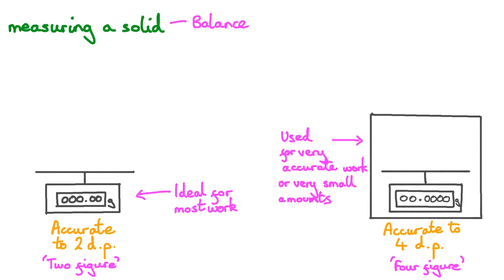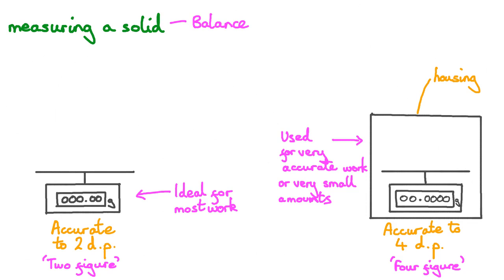On the other hand, the 4-figure balance is used for very accurate work, or when you need to weigh out a very small amount of something. You can tell the difference by looking at how many decimal places the display shows. You'll also notice that a 4-figure balance will have some kind of housing around it.